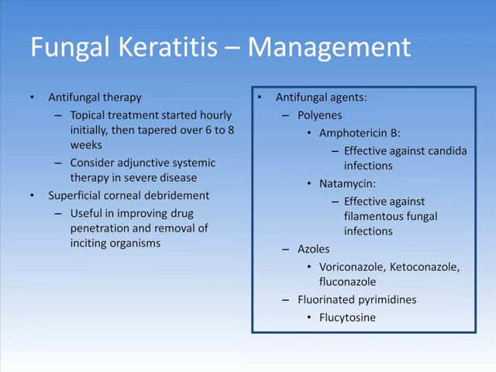Antifungal agents may be divided into polyenes, which include amphotericin B and natamycin, azoles, which include voriconazole, ketoconazole, and fluconazole, and fluorinated pyrimidines, such as flucytosine.